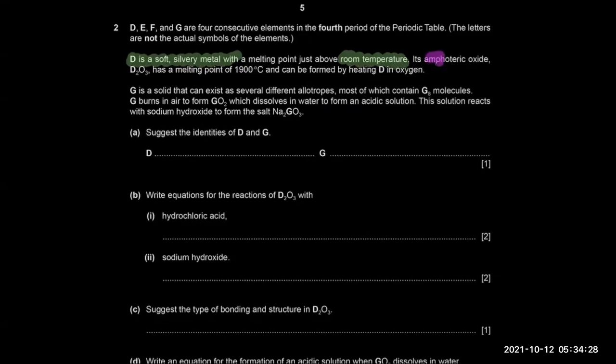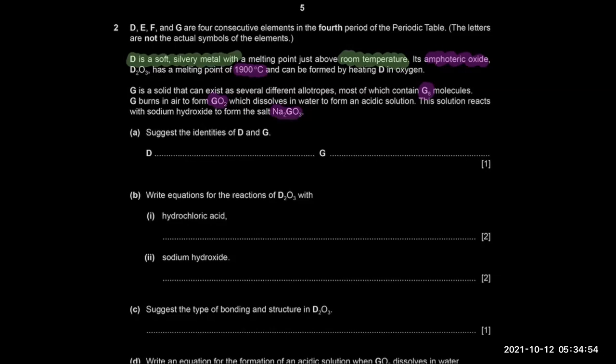Its amphoteric oxide has a melting point of 1900 degrees Celsius. On the other hand, G is a solid that can exist as several different allotropes, most of which contain G8 molecules. G burns in air to form GO2, which dissolves to form an acidic solution. This solution reacts with sodium hydroxide to form the salt Na2GO3.